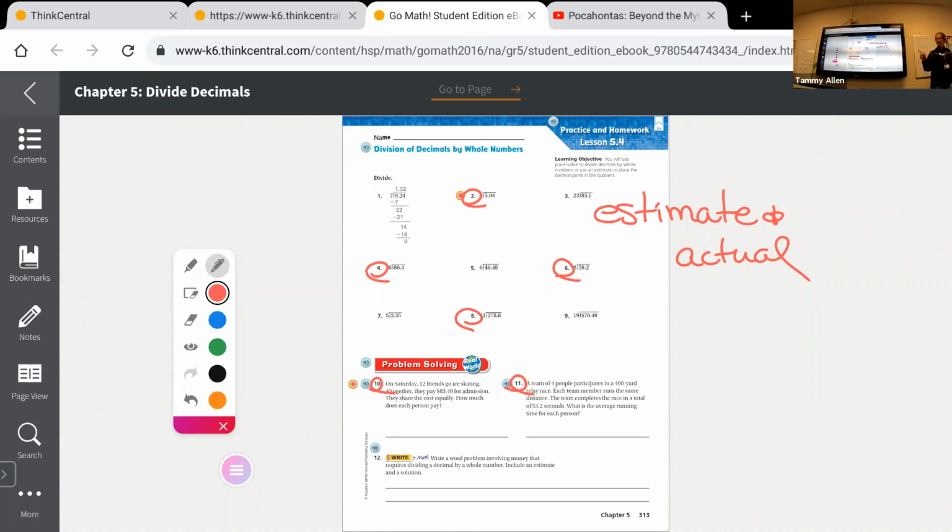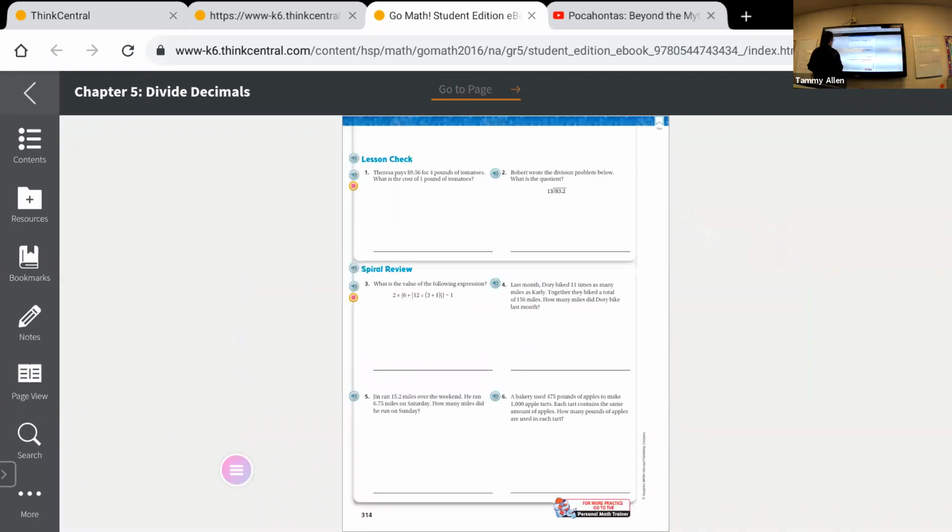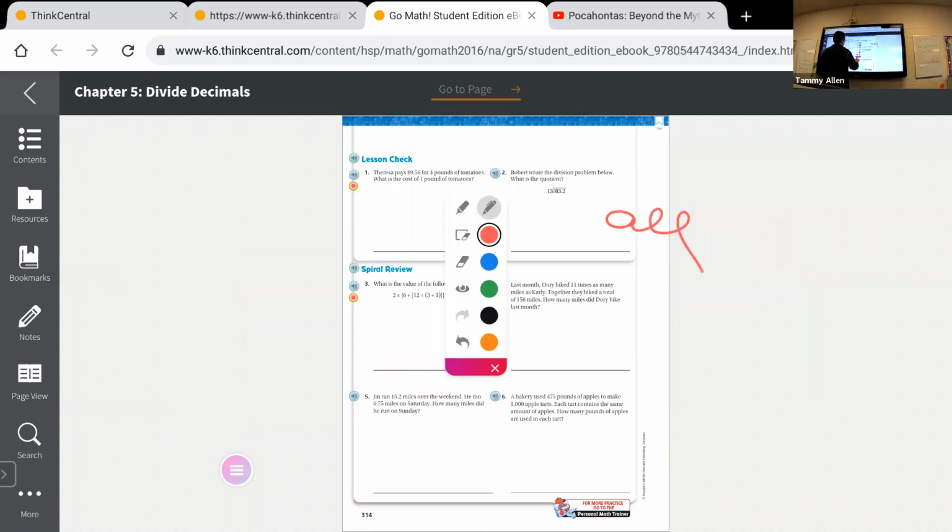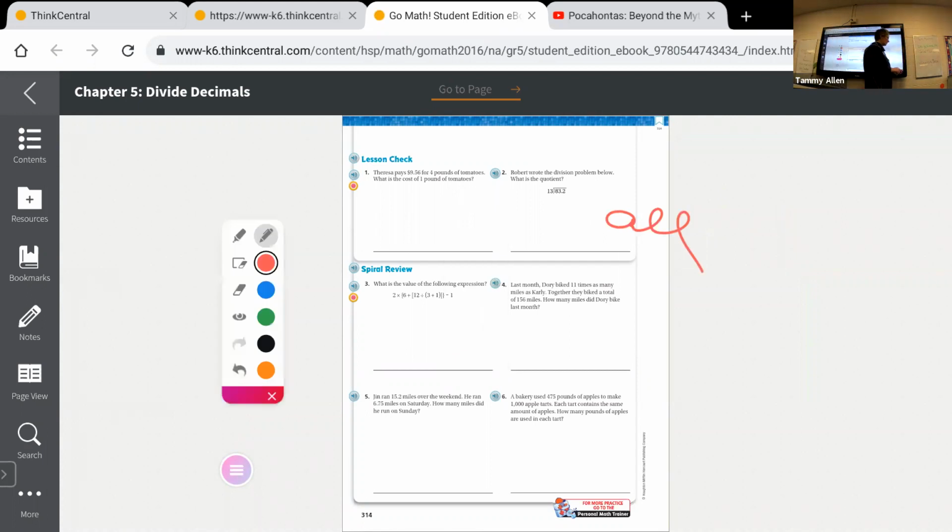You might need more time to write that down. And then let's do all on this one. I like the back part. Okay, and this is due on Tuesday.